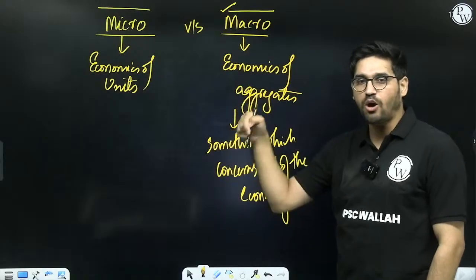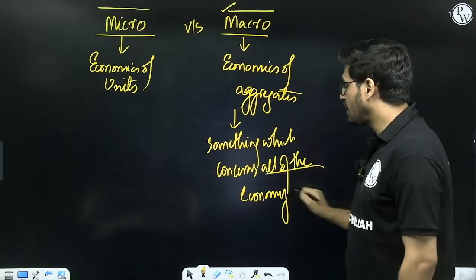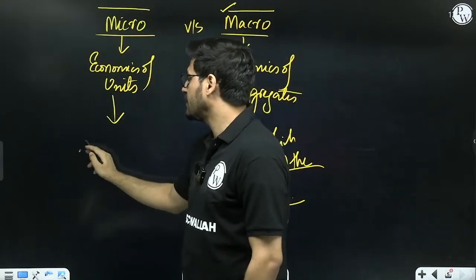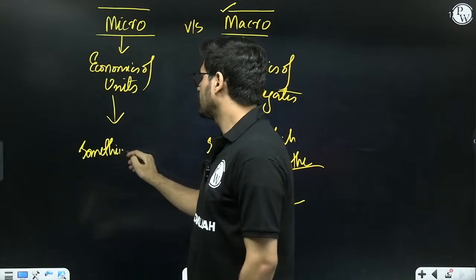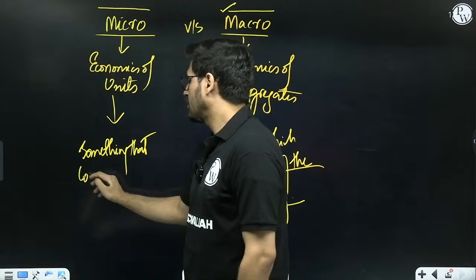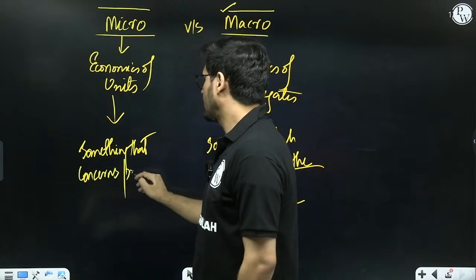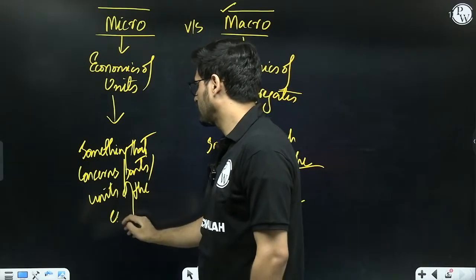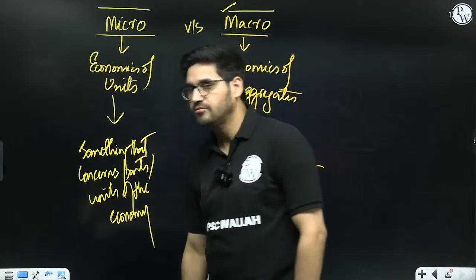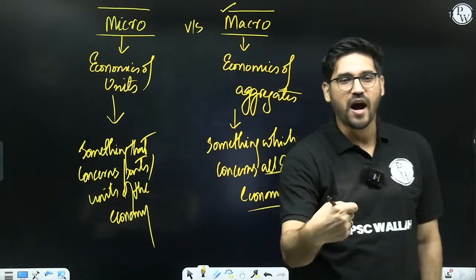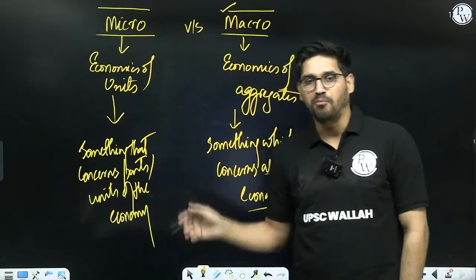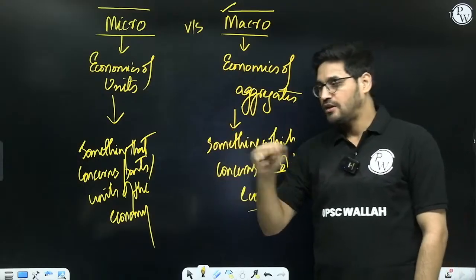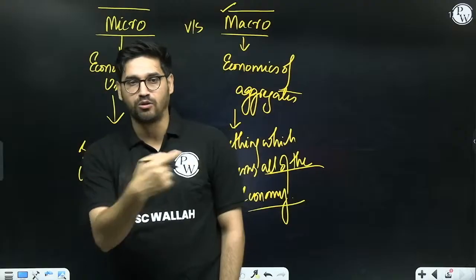Macroeconomics is the study of those things which concern all of the economy, while microeconomics is the study of something that concerns parts or units of the economy. Microeconomics is the study of parts, is the study of units of an economy. Macroeconomics is the study of the entire economy as a whole. Now, this is the textbook definition of macro versus micro.